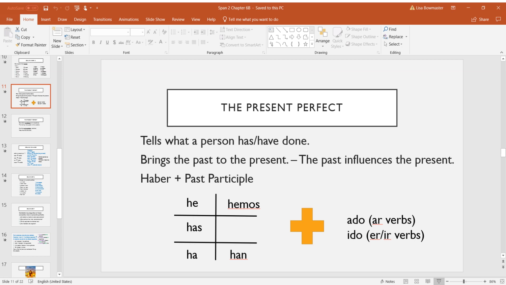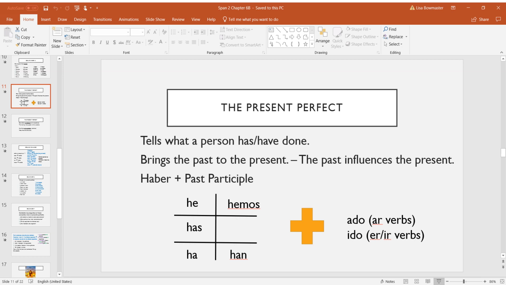Hemos, han. Notice I'm not saying hemos and han, the H is silent. So if you look at these endings, they look pretty similar to the patterns we already know. So that's good for us. And then after that, we'll add ado to AR verbs. So we drop the AR and add ado. Or ido for ER-IR verbs. We drop the ER-IR and then add ido.